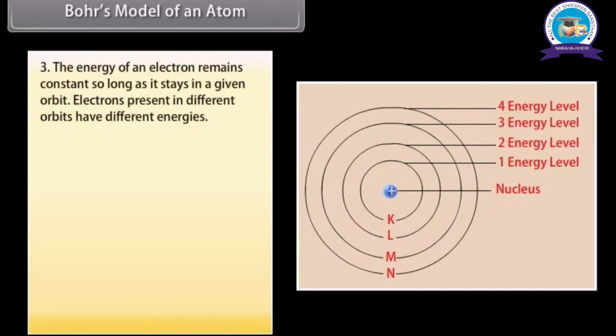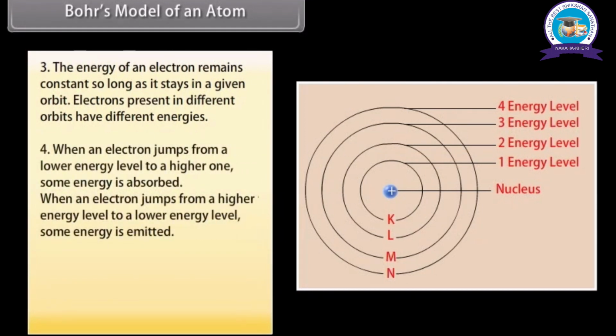3. The energy of an electron remains constant so long as it stays in a given orbit. Electrons present in different orbits have different energies. 4. When an electron jumps from a lower energy level to a higher one, some energy is absorbed. When an electron jumps from a higher energy level to a lower energy level, some energy is emitted.